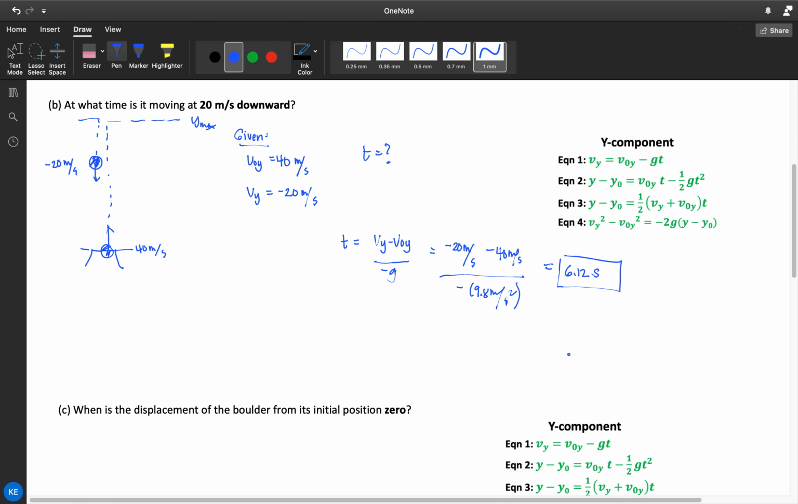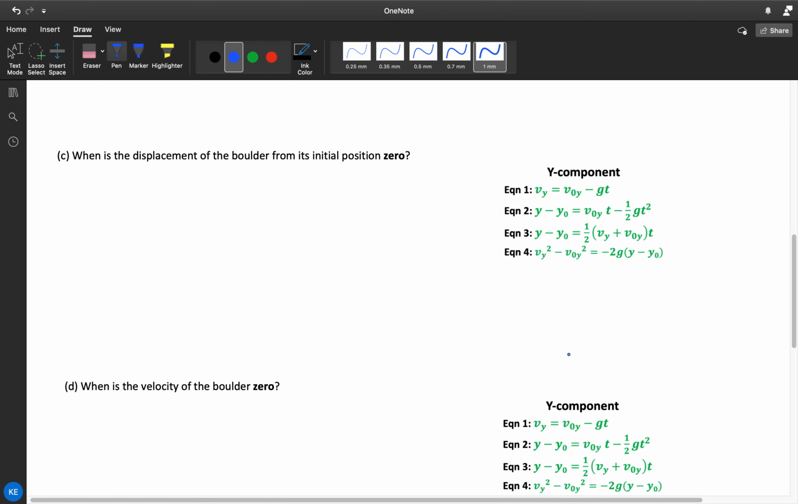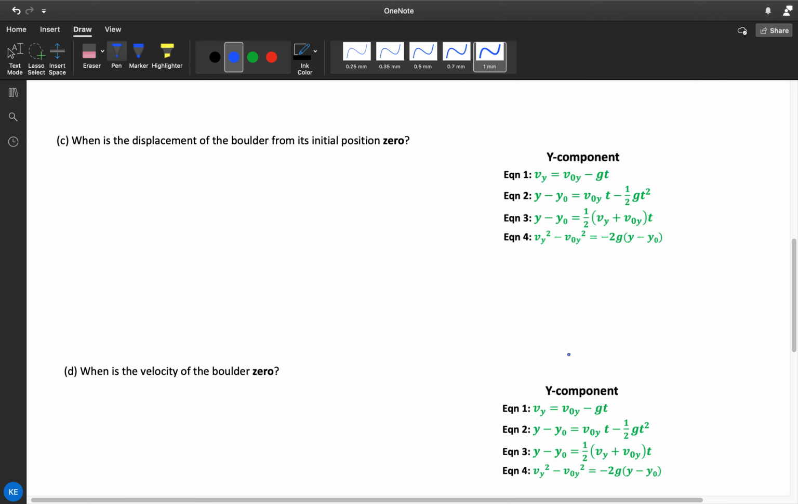Okay, next for letter C, when is the displacement of the boulder from its initial position 0. So displacement equal to 0 when, so kanus aman, when we say 0 displacement, so pasabot, ang initial o final height must be equal. So pasabot, if it's being fired at this point at a speed of 40 meters per second, niabot siya maximum height. Okay. And then, ibalik. Shall we say, dili lang ako sa tapad ibutang.